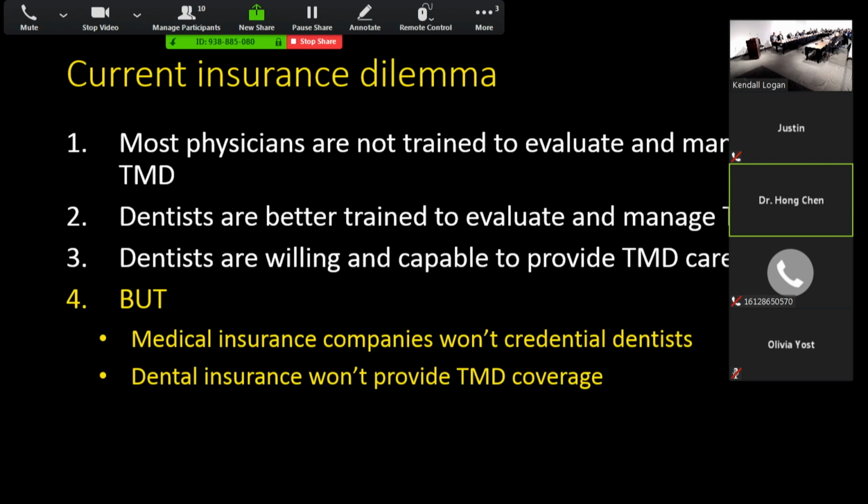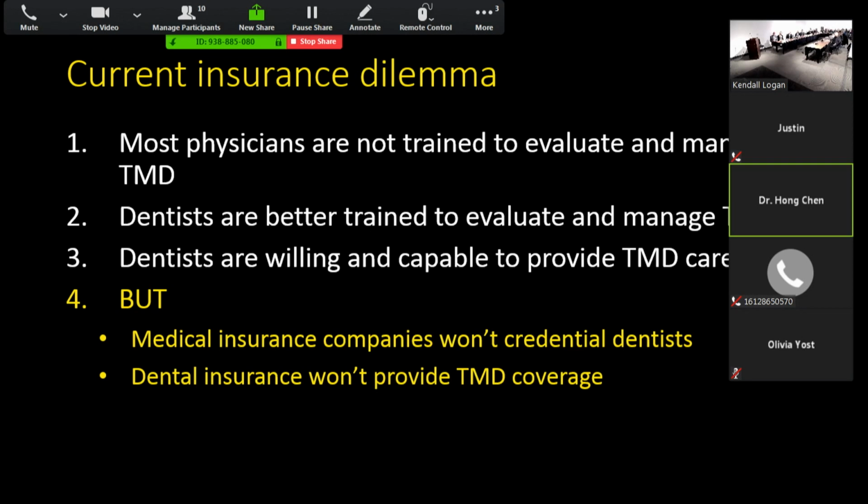So TMD in the U.S. is currently considered a medical condition. Most physicians are not trained to evaluate or manage TMD. We're still studying, so we don't know exactly what is covered in undergraduate, predoctoral and postdoctoral curricula. But from our communications with medical colleagues, it seems that TMD is mentioned in anatomy class in medical school, and then is covered in some specialty training such as ENT. But there's no general training in predoctoral education.